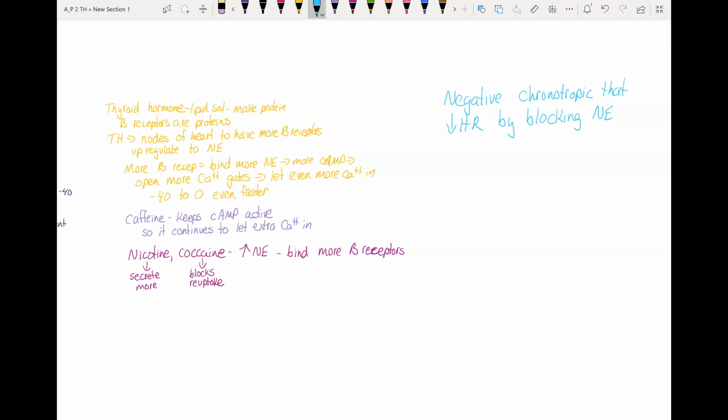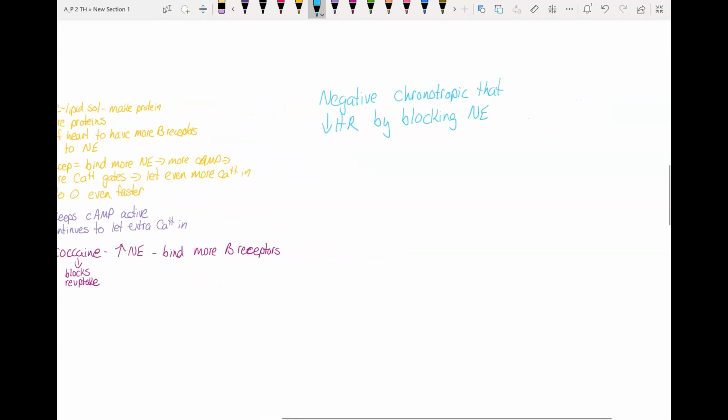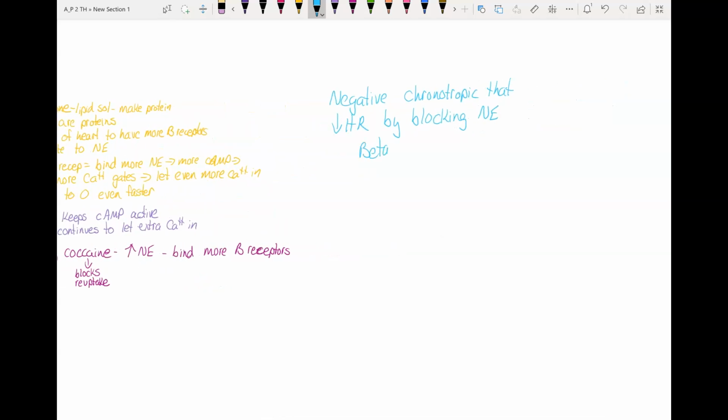It's basically like taking away the gas pedal from your car. You can't speed up your car if you don't have a gas pedal. And you always have some level of norepinephrine in your body. So if you can block norepinephrine from acting on your heart, then your heart will slow down. This would be the beta blocker drugs and the calcium channel blocker drugs. So these are medications that people take usually to treat high blood pressure.